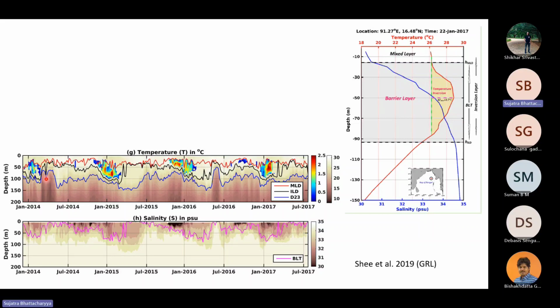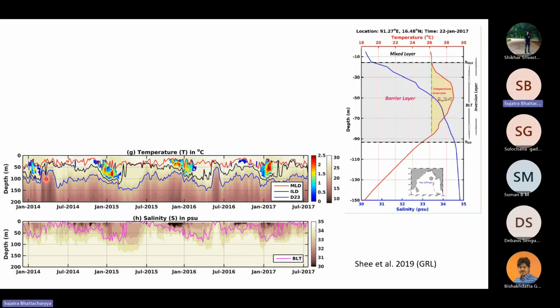During winter time, which is around December, January, February, again December, January, February, you will see that the isothermal layer depth and the depth of the 23-degree isotherm is deeper than the mixed layer depth. This indicates the presence of an inversion layer, and the inversions are marked by these color contours here. These are the magnitudes of the inversion. You can see stronger inversions up to 2 degrees Celsius occurring during peak winter time.